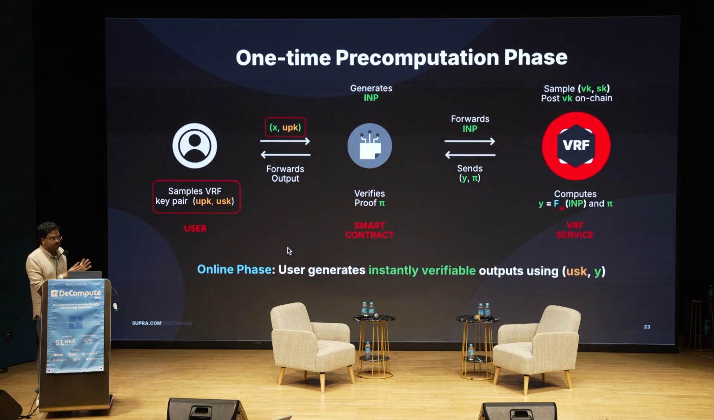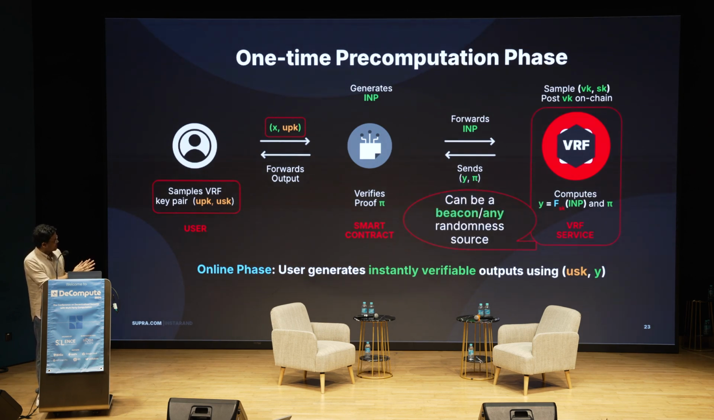So this is how the pre-computation looks like. It's very simple. We just replace the user side with UPK and USK. And now in the online phase, I will show you how the user will generate instantly verifiable outputs using this USK, user secret key, and this output Y. This will happen in the online phase, and there will be no interaction with the VRF service.